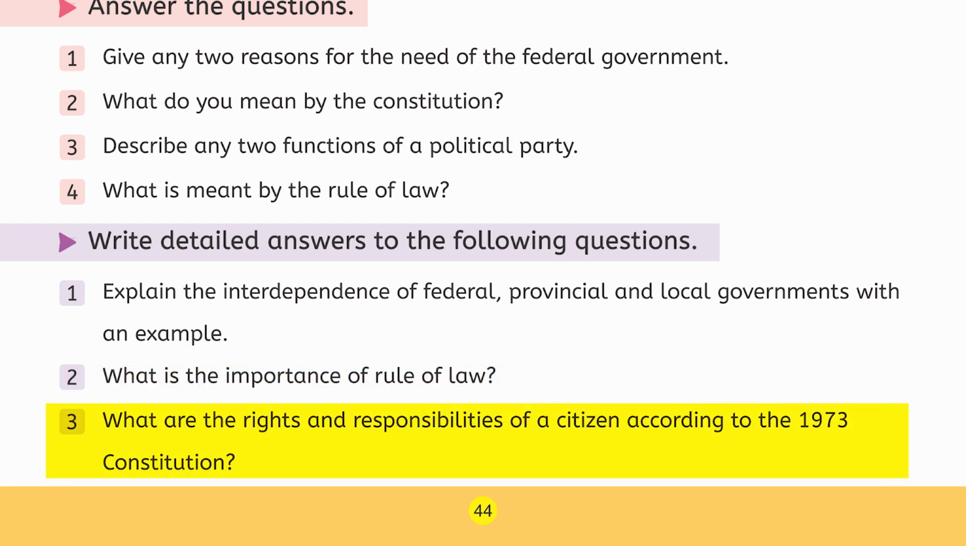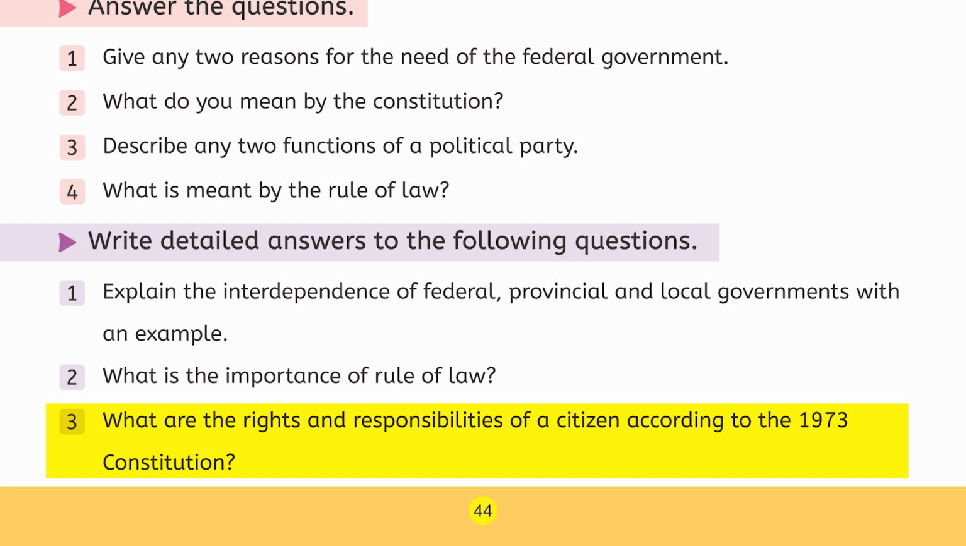Next is, what are the rights and responsibilities of a citizen according to the 1973 Constitution? Rights of citizens. Every citizen has religious freedom. Every citizen has freedom of speech. Every citizen has the right to get an education. Every citizen has a right to have health facilities. Every citizen has a right to cast a vote.